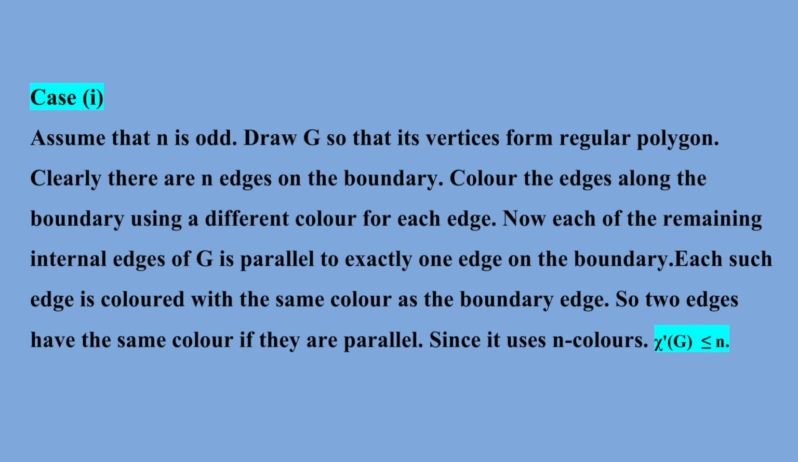Clearly, there are n edges on the boundary, and color the edges along the boundary using a different color for each edge. Now, each of the remaining internal edges of G is parallel to exactly one edge on the boundary. Each such edge is colored with the same color as the boundary edge. So, two edges have the same color if they are parallel. Since it uses n colors, chi dash of G is less than or equal to n.